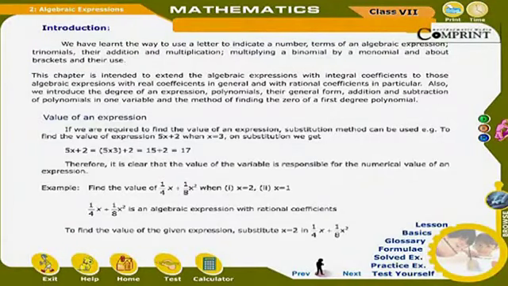Chapter 2. Algebraic Expressions. We have learned the way to use a letter to indicate a number, terms of an algebraic expression, trinomials, their addition and multiplication, multiplying a binomial by a monomial, and about brackets and their uses. This chapter is intended to extend the algebraic expression with integral coefficients to those algebraic expressions with real coefficients in general and with rational coefficients in particular.